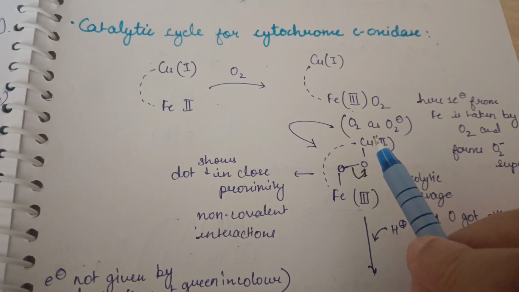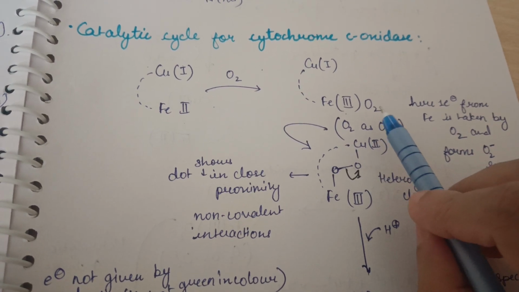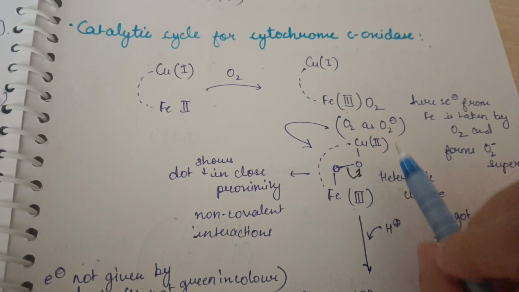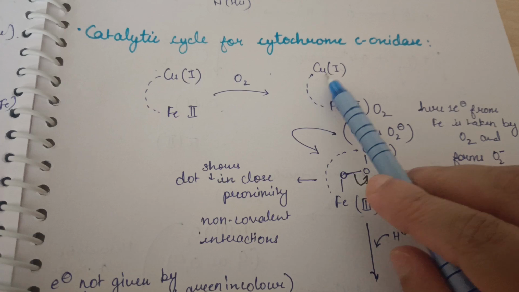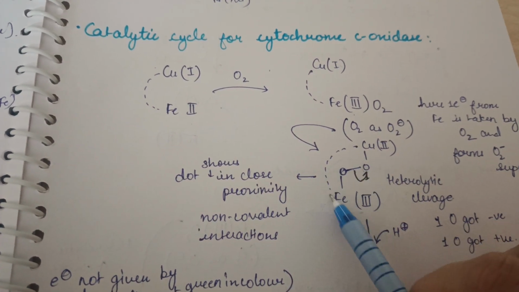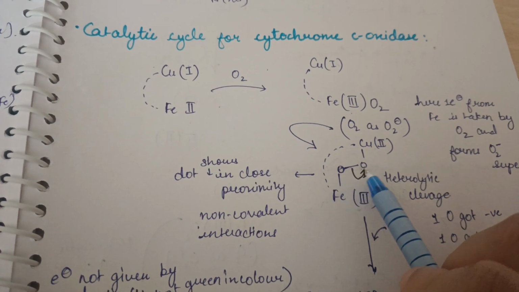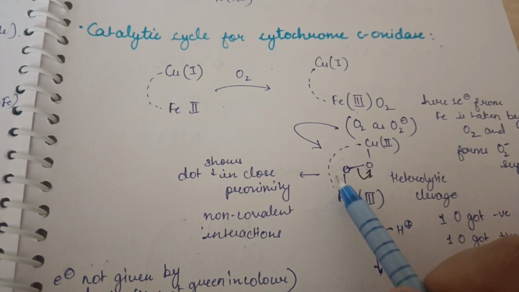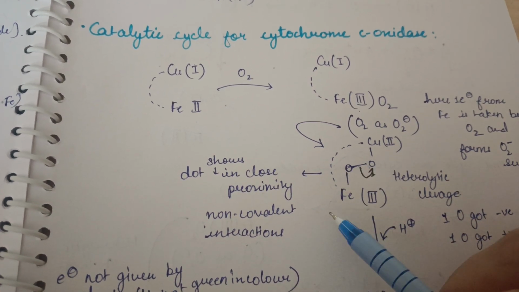Now the oxygen will be converted into superoxide by receiving 1 electron from iron, and that O- will go and bind to this copper 1, and the oxidation state of copper will change to +2. Here we can see that there is a peroxide linkage between these oxygens, and this dotted line is just showing that these 2 have some non-covalent interactions going on between them.